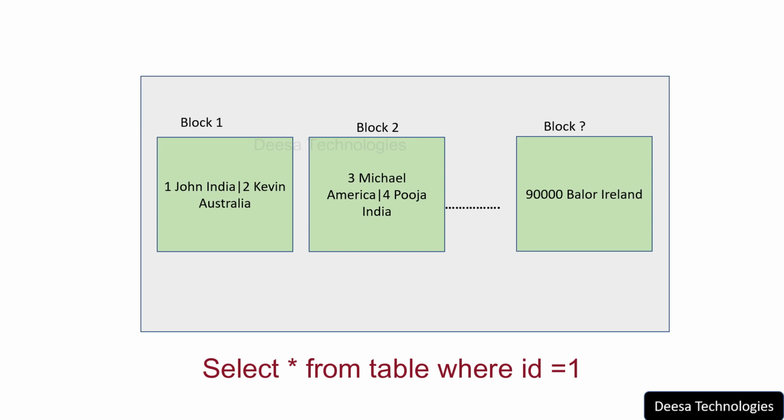In this case, the data for ID 1 is in block 1. So you can just query the data and it will just retrieve the data from block 1. It's not going to go and scan all the other blocks. So this way your query performance will be good. So this is an advantage, right?